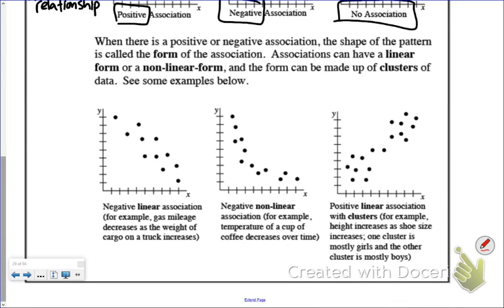All right, let's go to the bottom half now. This is what we call form. So write down the word form. Form is the way it looks.